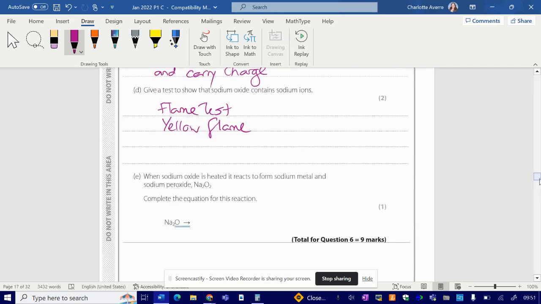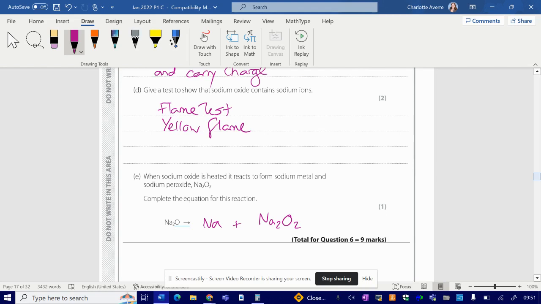When sodium oxide is heated, it reacts to form sodium metal and sodium peroxide. Now, this is an equation you haven't seen before, but it gives you all of the information that you need. You know that your products are going to be Na and Na2O2 because they've given you that in the question. And now you just need to balance it. So usually I would say balance your oxygens last. So let's have a look at it.